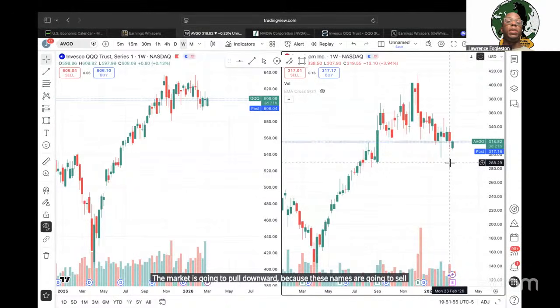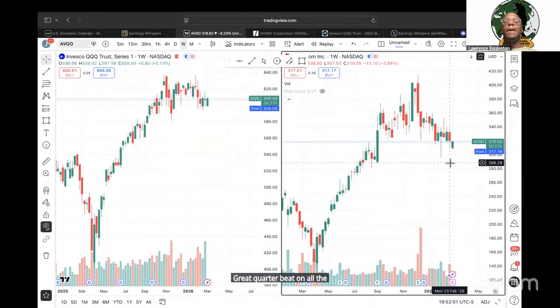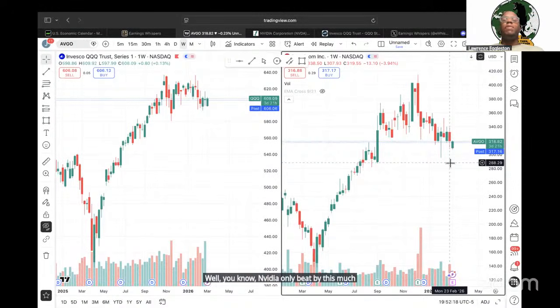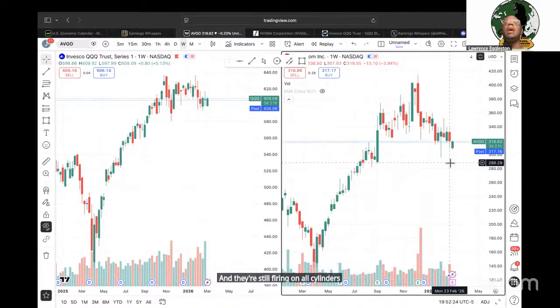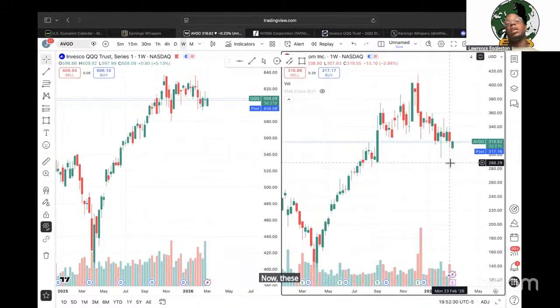Your NVIDIA, you saw what they did on earnings, but it still sold, right? Great quarter, beat on all the numbers, but it wasn't spectacular. And that's the problem when you have 200 to 300% beats. And now you start, I'm going to use this word loosely, only beating by a small margin. That's the way Wall Street evaluates you and says, damn, well, NVIDIA only beat by this much. And NVIDIA is still a behemoth of a company and they're still firing on all cylinders. But now people are sitting in because they have such high expectations. These high expectations don't mean that these companies are bad, but the pullbacks that happen in the market always present great opportunities to buy.